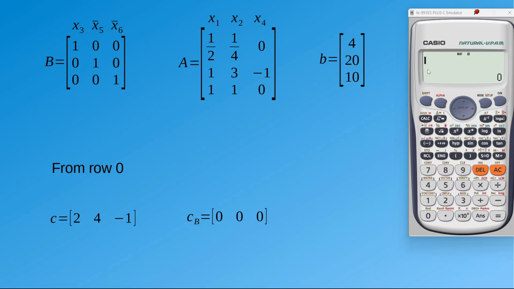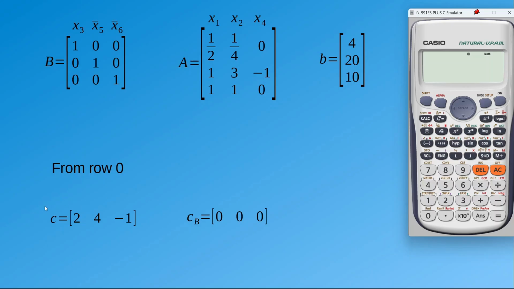So the first thing that you should do in this calculator is go to mode and press 1. Now, why have I done this? I have done this because I would like to delete all the previous matrices and any other entries that I have done in the calculator. Now we start entering the matrices. Now B is the coefficient matrix of the basic variables. A is the coefficient matrix of the non-basic variables. And B, of course, is the RHS.